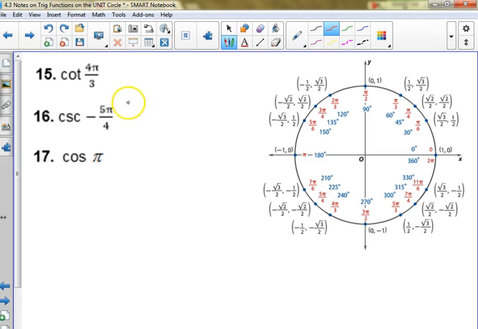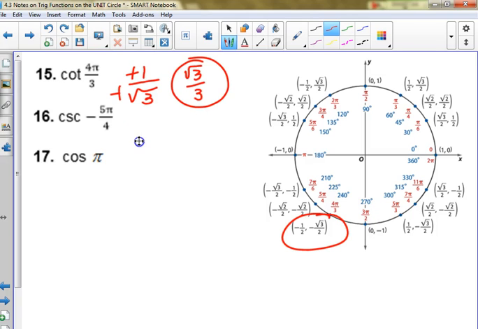Okay, 4 pi over 3 is right here. Cotangent is what? X over y. But what did I say about the denominators? So I get this. What is that going to reduce to? Square root of 3 over 3. Cosecant at negative 5 pi over 4. Well, positive 5 pi over 4 goes down into this quadrant, so negative, I'm back here. Cosecant is the reciprocal of which one? Sine, which is y, so I get this, which is just square root of 2, guys.